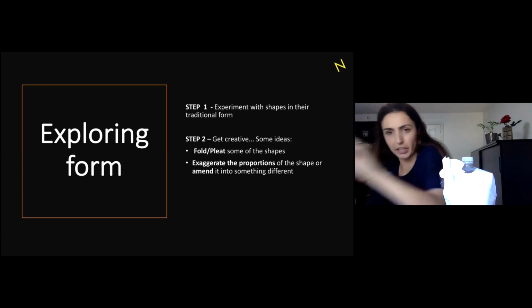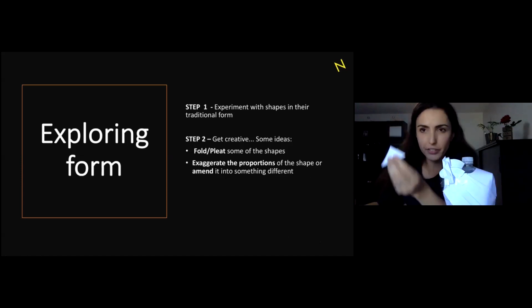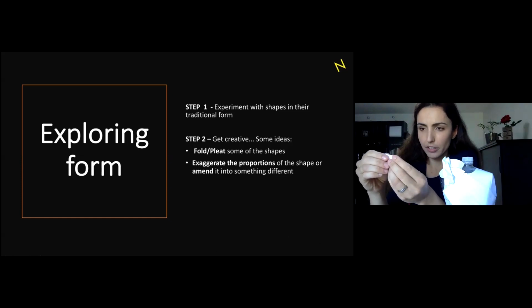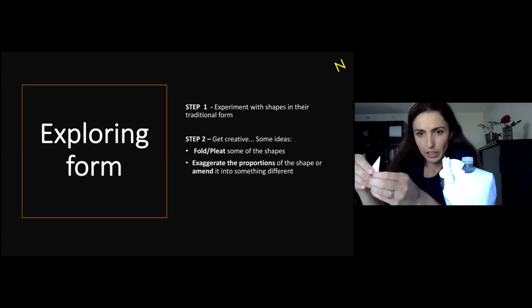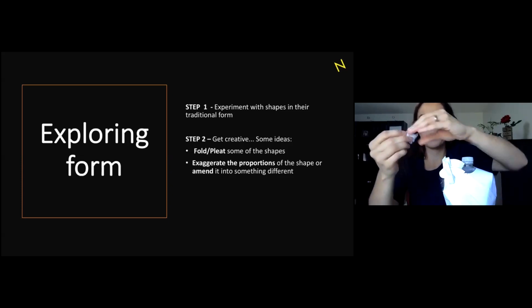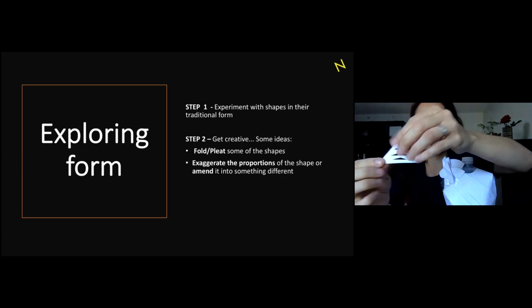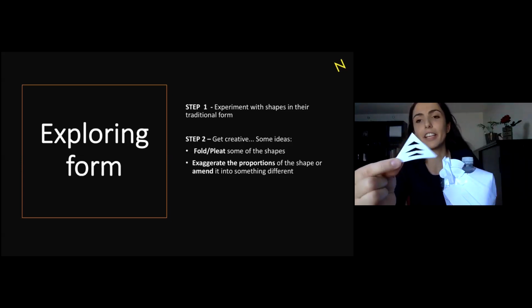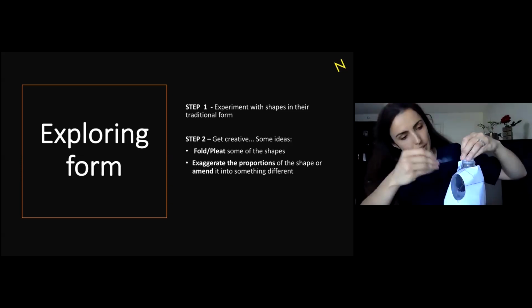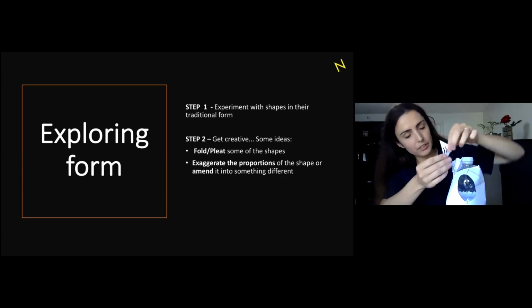So I'm going to pick a triangle because it's the only shape I haven't yet explored. Again, I'm going to fold it. I'm going to try and change it into something slightly different. So I'm going to start cutting into it to create some interest. So when I now open it up, the negative space is creating some interest. Let's start to add that on as well.